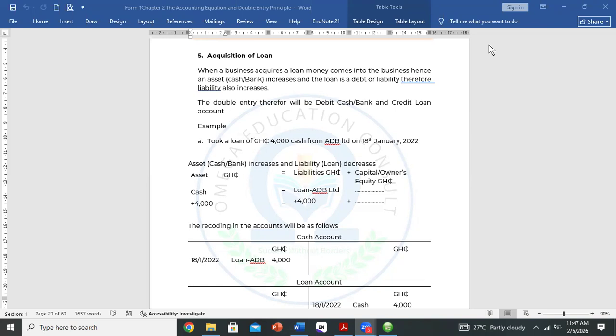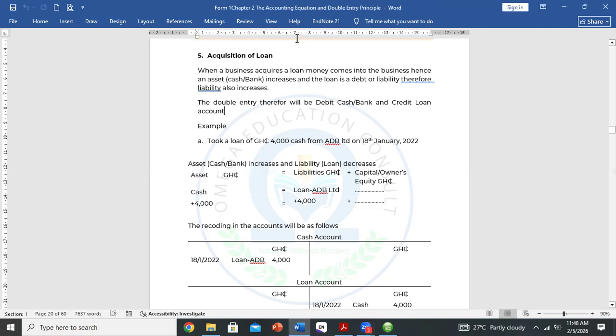Okay. So the 5th point is acquisition of loan. Just as a recap, we've done the investment by owner, purchase of goods, sale of goods, and purchase of an asset or acquisition of an asset. And I think we did the acquisition of loan. Yes. So we did the 5th one. Great. So the 6th one is settlement of a liability.